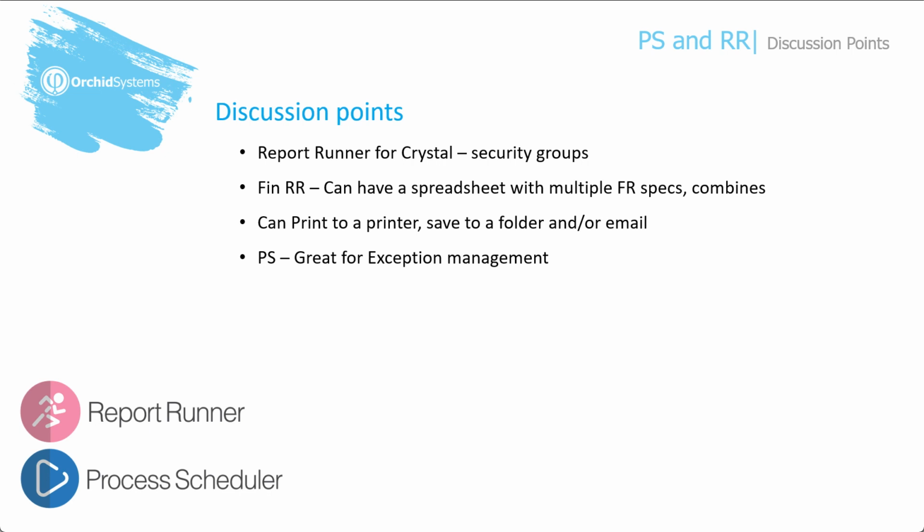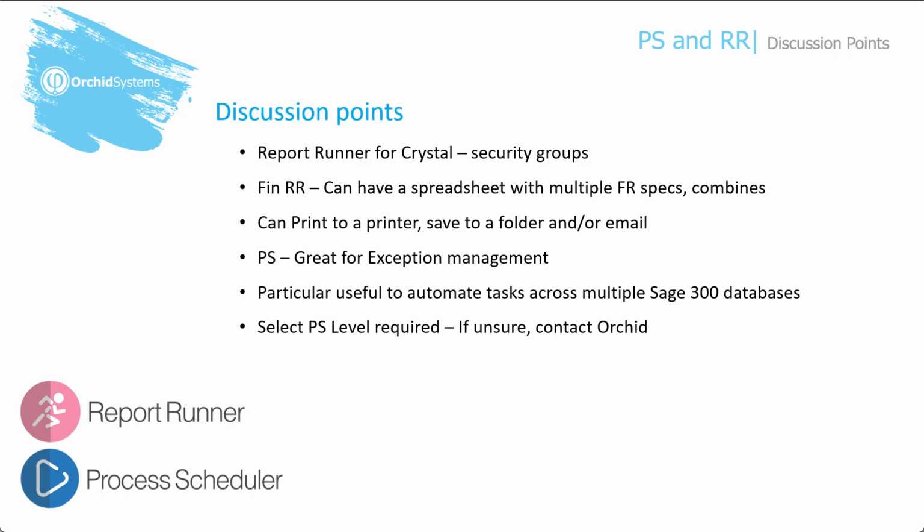And a reminder that Process Scheduler is particularly useful for exception management and also to automate tasks across multiple Sage 300 databases. There are 3 levels for Process Schedulers. They're all cumulative. So that's an overview of how to use the Orchid sample data for Process Scheduler and Report Runner. Many of you are familiar with Extender.